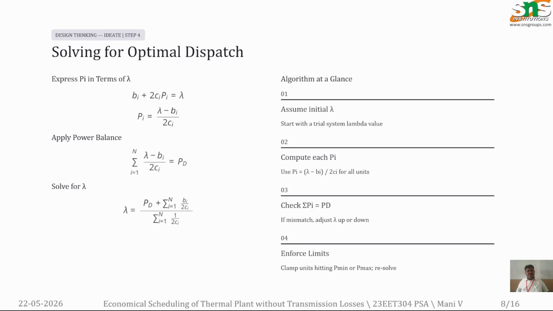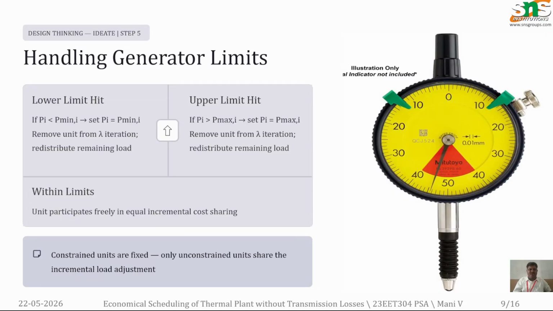This is the formula to determine lambda: lambda = (P_D + Σ_{i=1}^{n} b_i/(2c_i)) / (Σ_{i=1}^{n} 1/(2c_i)). Here we assume a lambda value and compute the real power generation of each unit, P1, P2, and so on for all units. We check whether the total generation equals demand, and based on that we adjust lambda. Then we enforce the limits, checking whether each unit is within its limit or not.